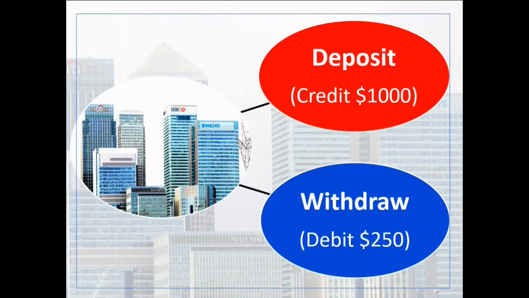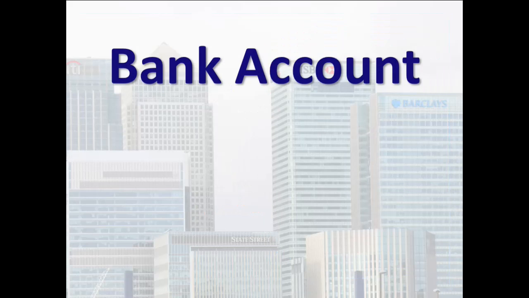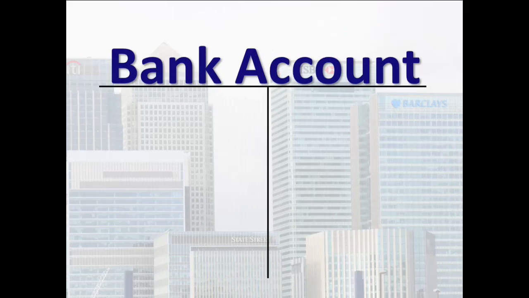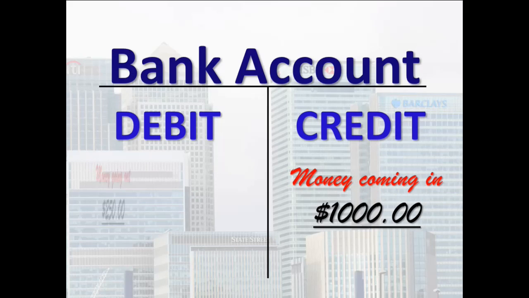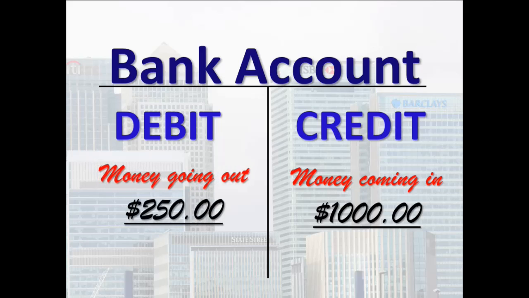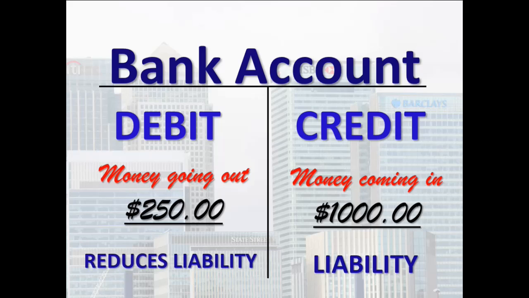Okay, let's develop this. We are saying when you deposit $1,000, the bank will credit your account with $1,000. When you withdraw $250, the bank debits your account with $250. Okay, let's develop that further. Again, we look at that T account. Left-hand side, debit, right-hand side, credit. Money coming in, $1,000 on the credit side. Money going out, $250 on the debit side. The $1,000 that you have deposited to the bank, it's a liability. And the $250 that you have withdrawn from the bank, it is a debit, and it's actually reducing the liability.